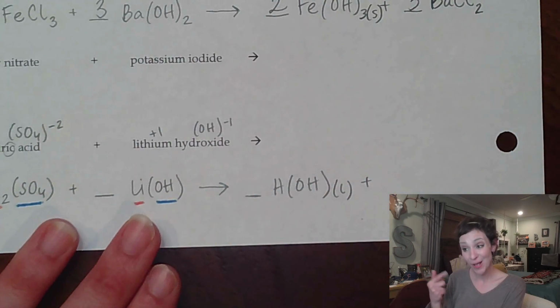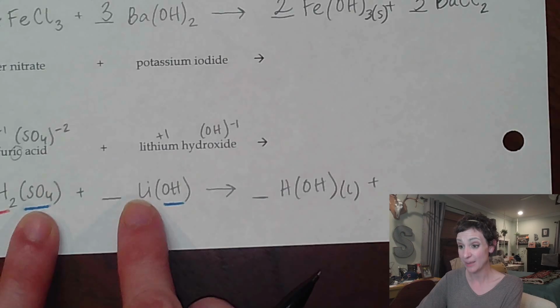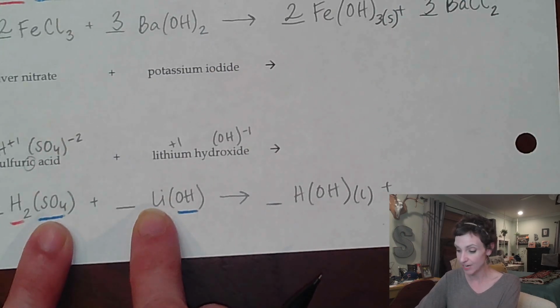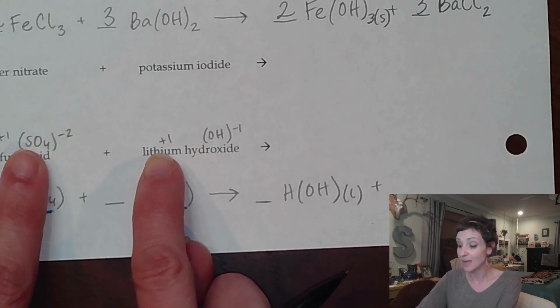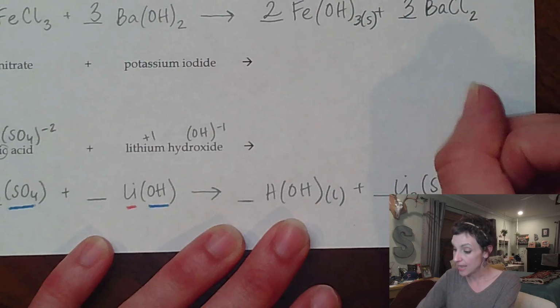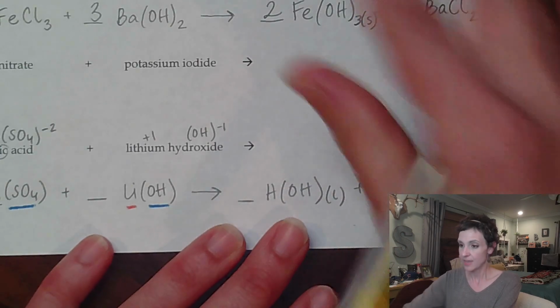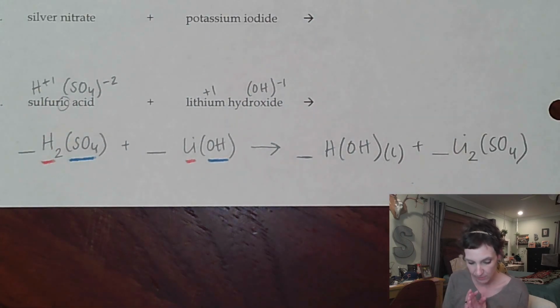And then my salt, or my ionic compound that I'm going to be making, is between the sulfate and the lithium, with the lithium written first. Noticing that lithium has a +1 charge and sulfate has a -2 charge, that will allow me to know the ratio is Li2SO4. I'm keeping those parentheses because I know that'll help with my balancing. We are ready to balance.